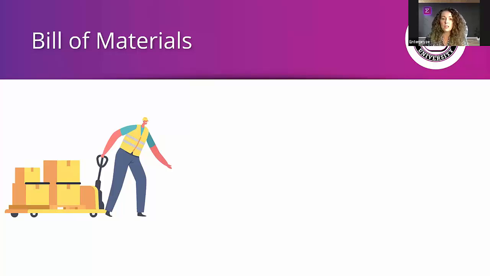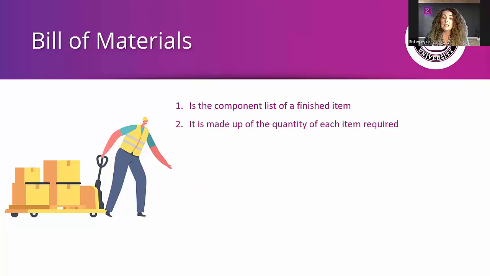This is just a reminder of what a bill of material item is. It's the component list of a finished item. You have a finished item made up of, let's say, 3 or 4 components that are brought together to produce the final goods. It is made up of the quantity of each item required. So even though you might only require to produce one of them, the components themselves will have a number of quantities that are required in order to make that final item.